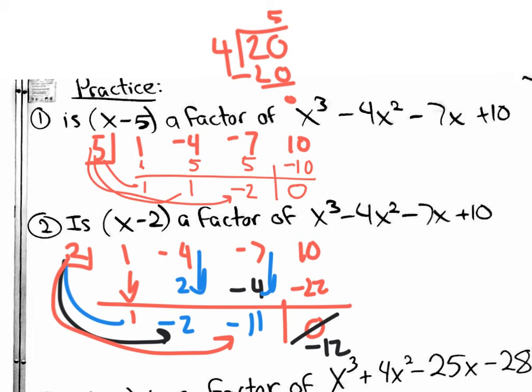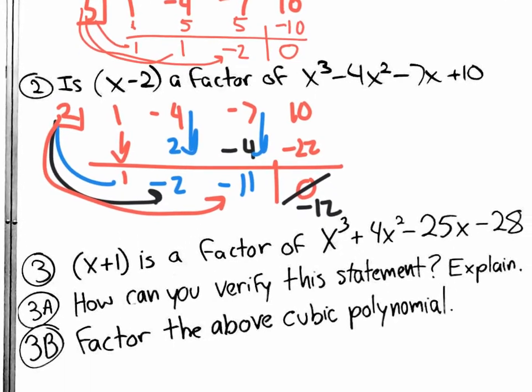It's not factorable. It's not that it's not factorable. This is not a factor of this. If you were to take this and divide it by this, you're going to get a remainder. And the way we find out whether it is a factor or not is if the remainder is 0. And in this case, it is not 0.